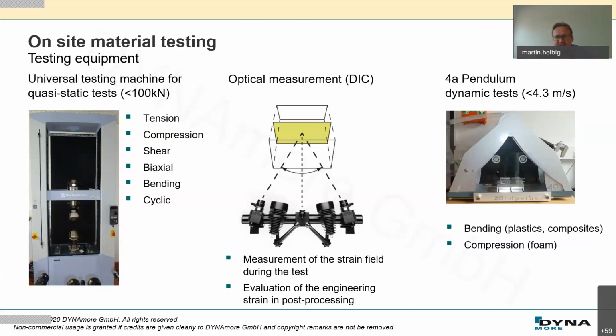And here on the right, you see the pendulum. It's from 4a, a company from Austria. This is a very easy and quick way to do bending or compression tests for plastics, foams, or composite materials, for very light materials, to get a very fast and easy dynamic characterization of your material behavior.